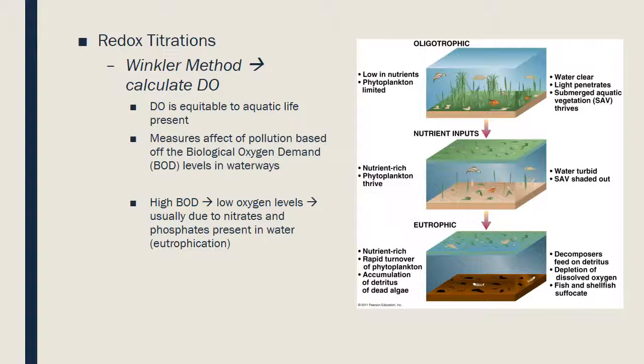So what happens is if you have a high BOD in your water, that means there's low oxygen levels because that means there's a large biological oxygen demand. There's a lot of organisms who need a lot of oxygen. This is usually caused by nitrates or phosphates present in water, and this process is called eutrophication. So looking at our image, an oligotrophic ecosystem is a healthy ecosystem. It's low in nutrients, so they're limited by nutrients, but this allows for a lot of variety in life. Now let's put in nutrients like nitrates and phosphates, which a lot of that comes from runoff from fertilizers and cleaners in your homes and stuff like that. So that gets into the waterways.